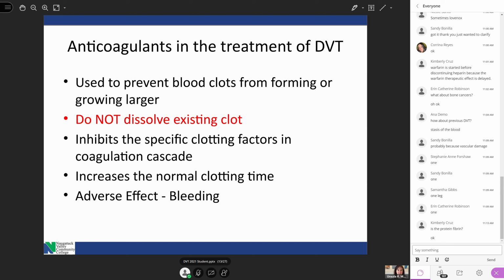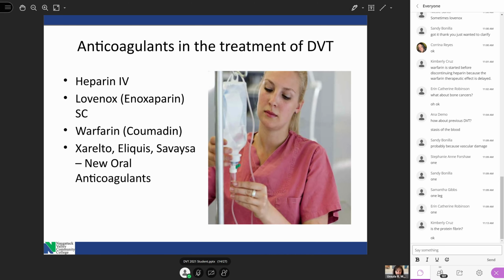What it does is it inhibits the specific clotting factors in the coagulation cascade. Basically, it's going to increase the normal clotting time. So if your blood takes so many seconds to clot, if you're on an anticoagulant, it's going to take a little bit longer. Big, big side effect, and most of you know this because you've given heparin sub-Q, is bleeding. Bleeding is huge with these patients, and we have to look out for that and watch it.